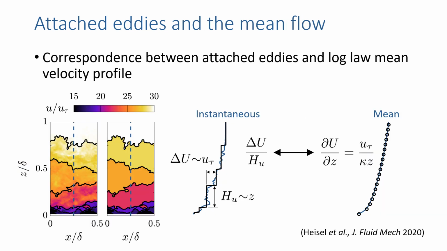There is a correspondence between these attached eddies and the mean flow profile, both in terms of the attached eddy hypothesis and in experimental observations, where the instantaneous features have a scaling behavior with u tau and distance from the wall z that matches the scaling behavior of the mean velocity gradient shown here on the right-hand side. This provides us a means to link the instantaneous features in the flow to the overall mean through considering an ensemble of all of the instantaneous events.